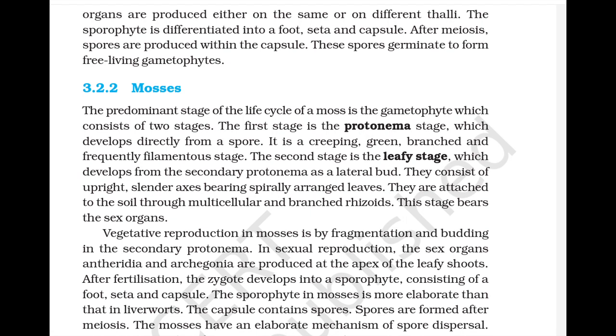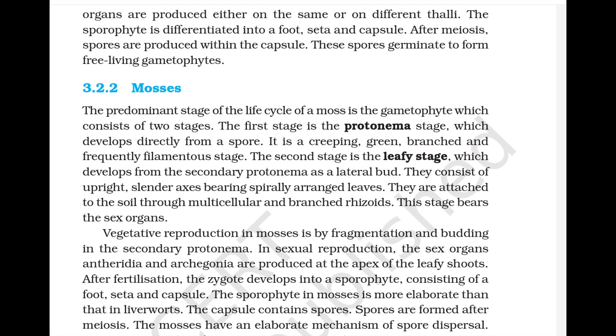3.2.2 Mosses. The predominant stage of the life cycle of a moss is the gametophyte, which consists of two stages. The first stage is the protonema stage, which develops directly from the spore. It is a creeping, green, branched and frequently filamentous stage. The second stage is the leafy stage, which develops from the secondary protonema as a lateral bud.